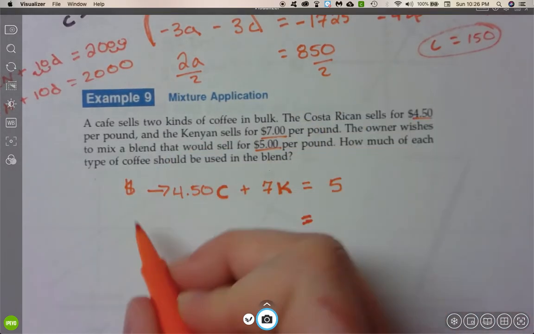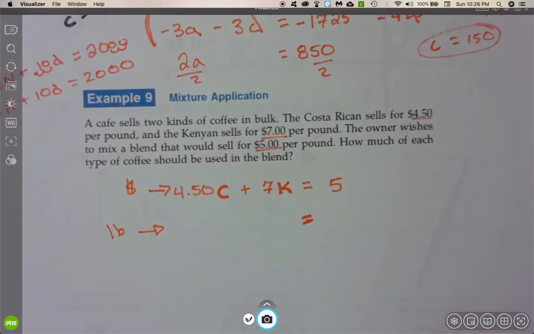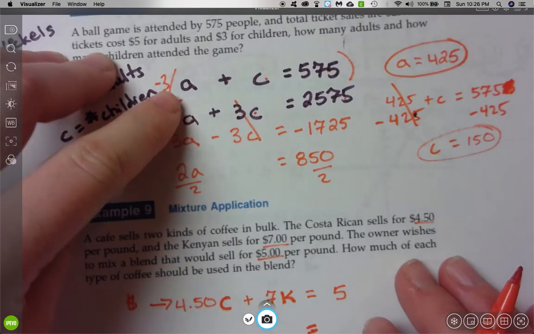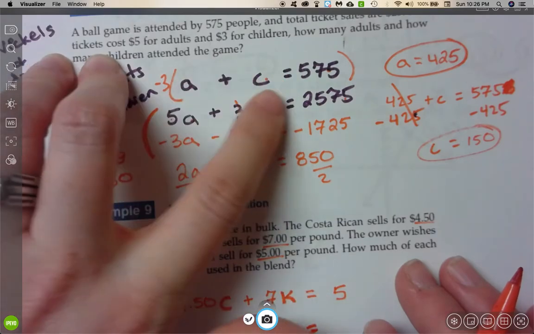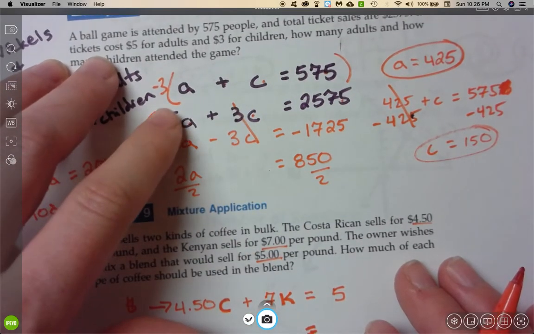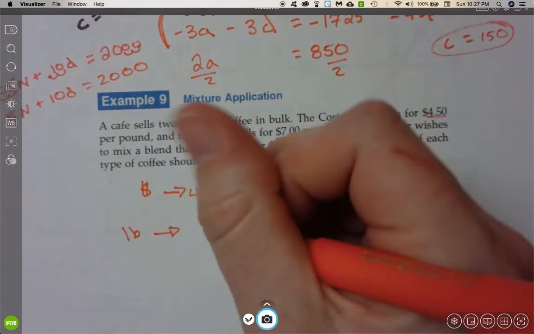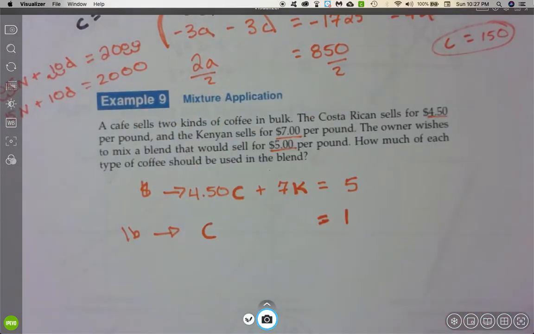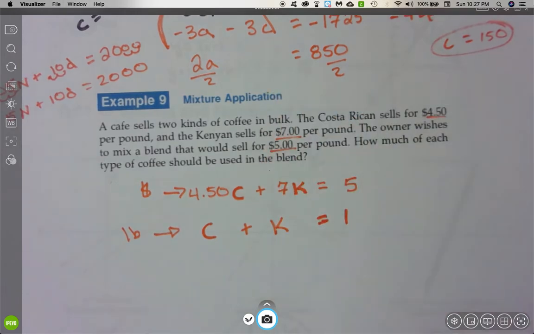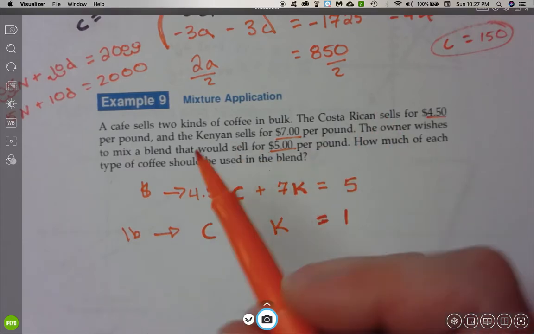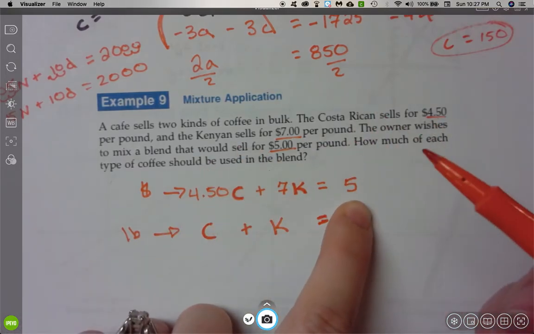Let's call this our pound equation. Kind of like up here we had the number of adults equation, and then we had the money equation down here. So this was the number of each one, this was the money. This is the number of pounds, this is money. So I want 1 pound to consist of how much of the Costa Rican kind and how much of the Kenyan kind. So that's what it will look like. Then I can just go ahead and do my elimination or substitution or whatever I want to do. So I have 4.5C plus 7K equals 5.